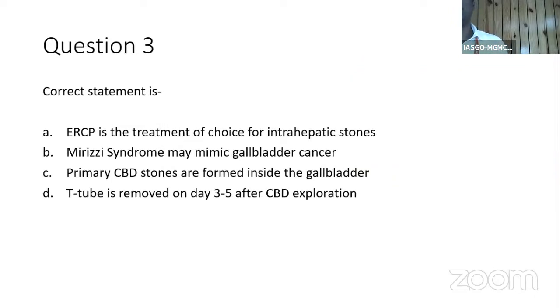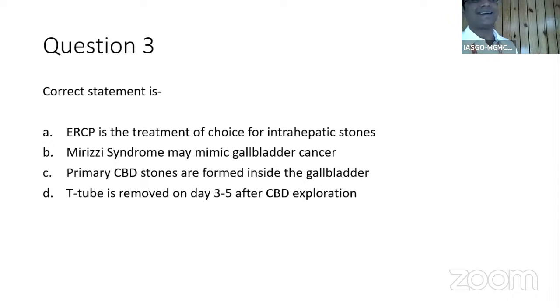which of these statements is correct? ERCP is the treatment of choice for intrahepatic stones. Mirizzi syndrome may mimic gallbladder cancer. Primary CBD stones are formed inside the gallbladder, and T-tubes should be removed after day 3 or 5 of CBD exploration. We have just discussed this point. The panelists can also make comments in between.